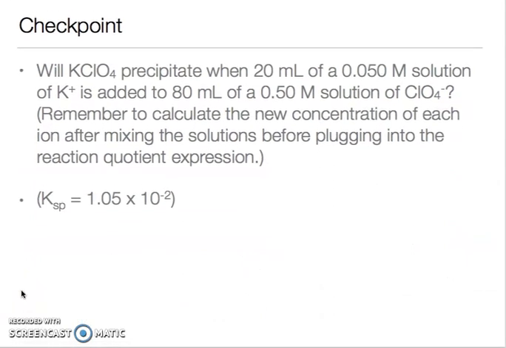So this next problem is going to look very similar to the one we've seen before. Will potassium perchlorate precipitate when 20 milliliters of a 0.05 molar solution of potassium ions is added to 80 milliliters of a 0.5 molar solution of perchlorate ions? Remember to calculate the new concentration of each ion after mixing the solutions before plugging into the reaction quotient expression. The Ksp is 1.05 times 10 to the negative 2.